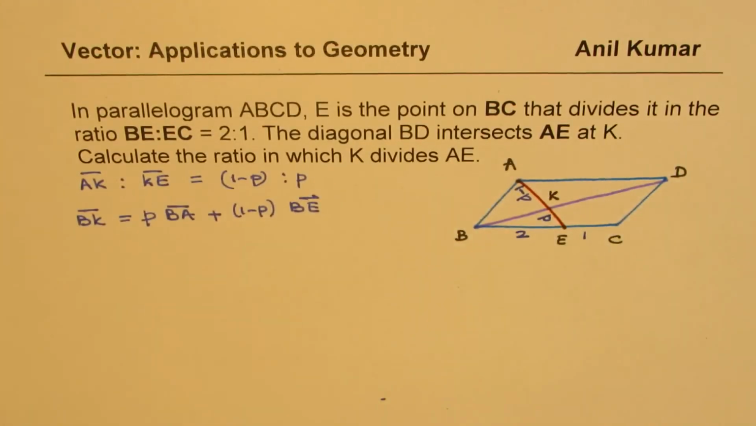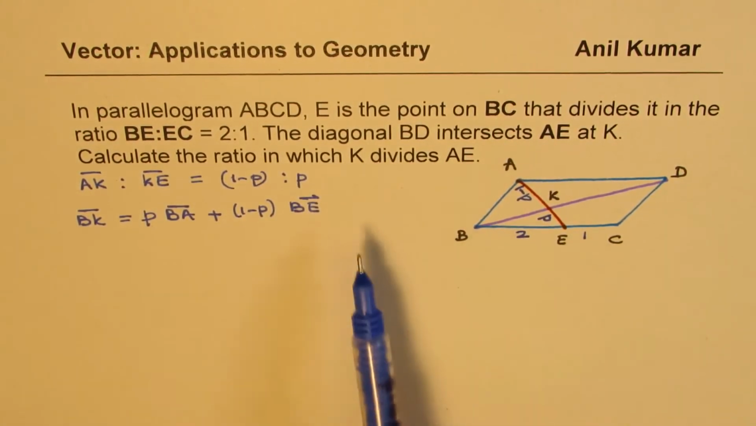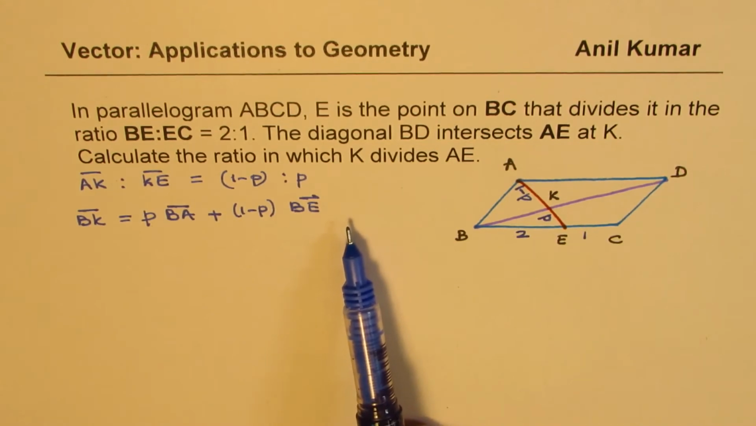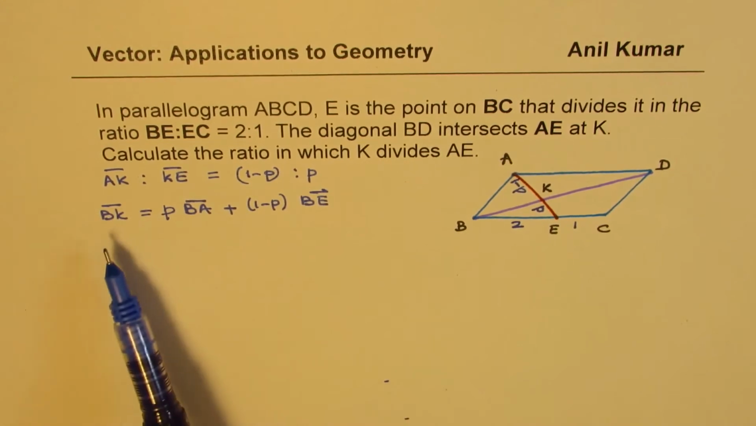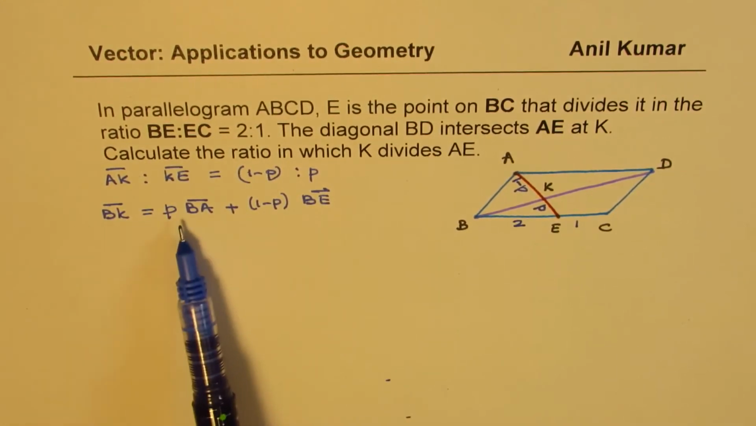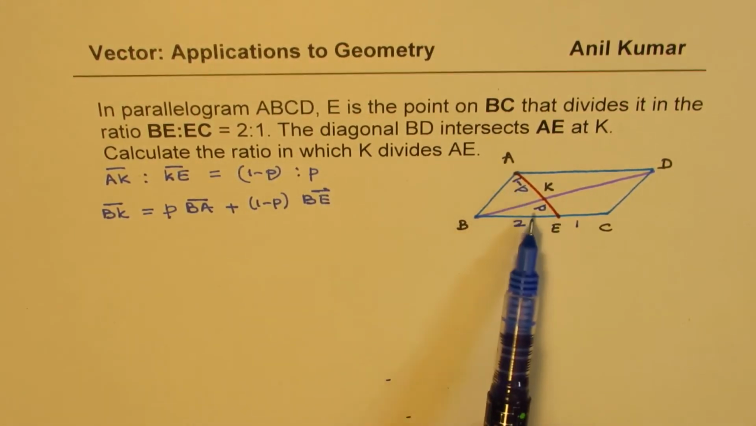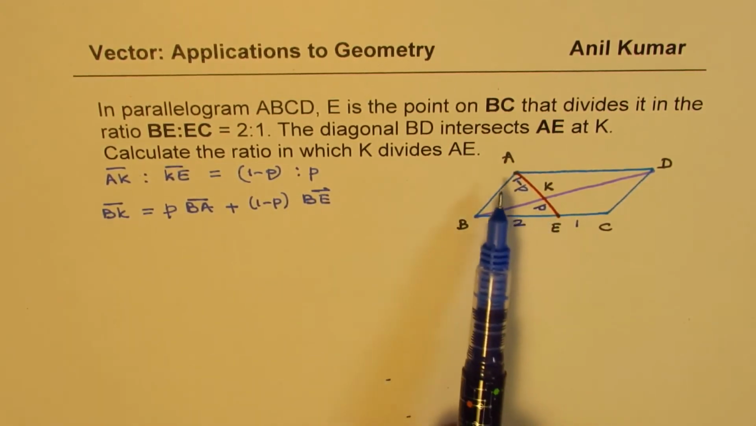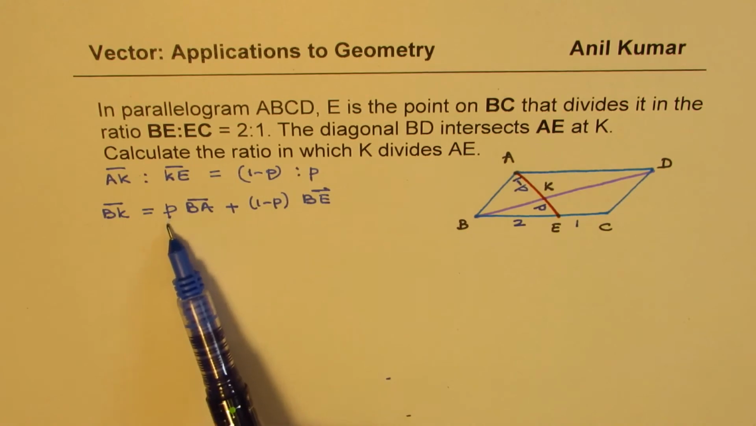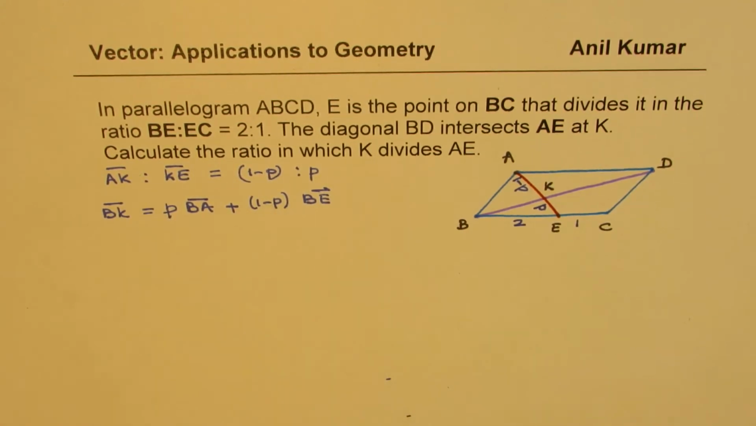Now this formula actually finds huge application. Whenever you have division of a line segment, you have to refer to that formula. I'll provide you with a link on the same. Correct? So we get our equation. Whenever it is divided into a fixed ratio, that is the formula which we can use. P plus 1 minus P is 1, and therefore the denominator is not mentioned here, right? So that is how we can write BK.